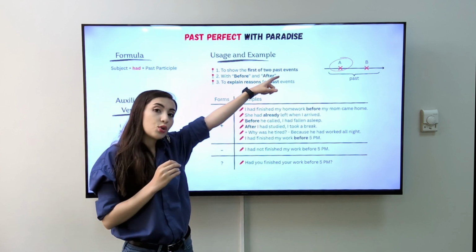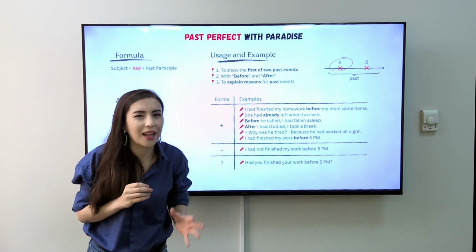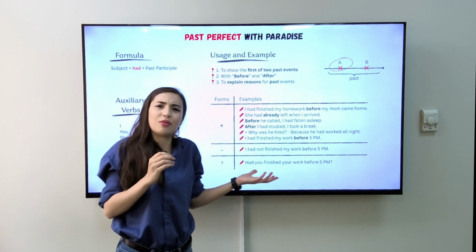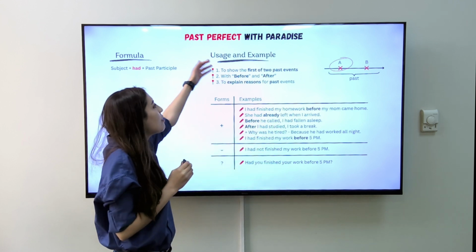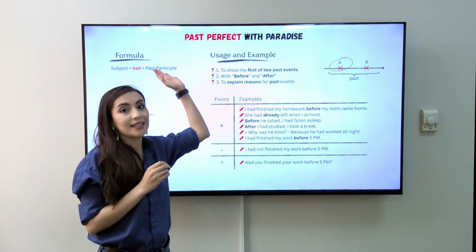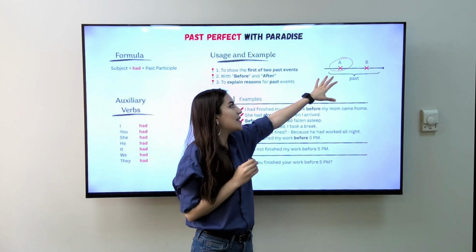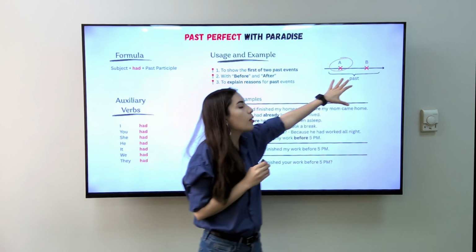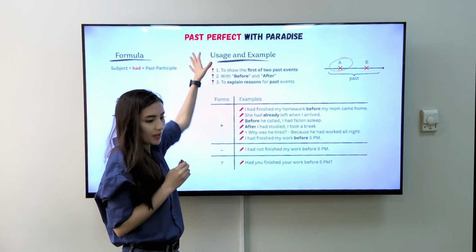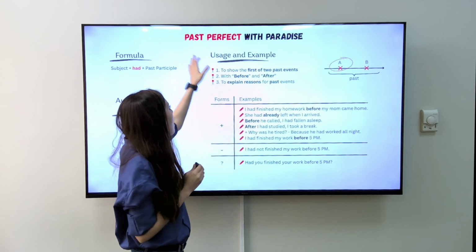Now it's time to cover the conditions in which we use past perfect. I mean the main question in here: why past perfect? Why should I use past perfect? There are three main categories in which we use past perfect. And the main one, as you can imagine, is all about the past, because we are saying past perfect. So that totally makes sense.